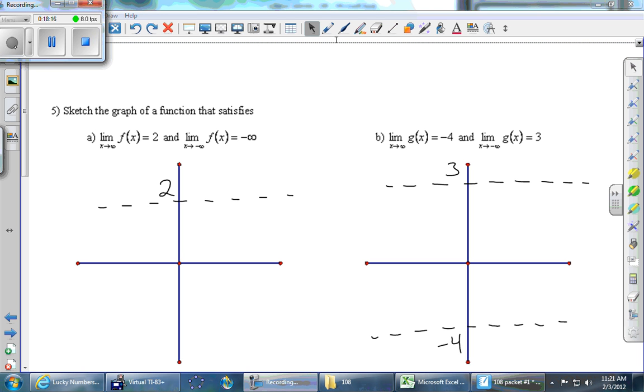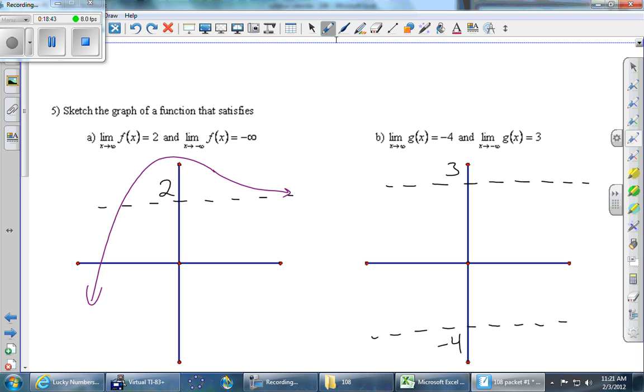Okay, so for the first one, it says the limit as x goes to infinity is 2, which means as you run to the right, you have to get closer and closer to this horizontal line at 2. So for example, I can do something like that. And the limit as x goes to minus infinity is also minus infinity, which means at some point what needs to happen to this graph that's started? It needs to eventually go down. So let's eventually make it go down.